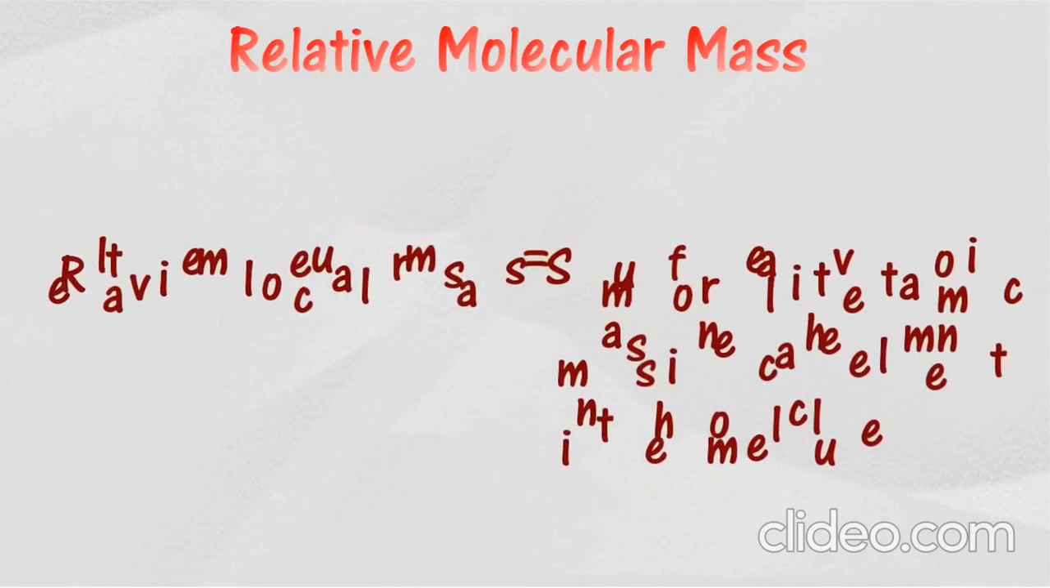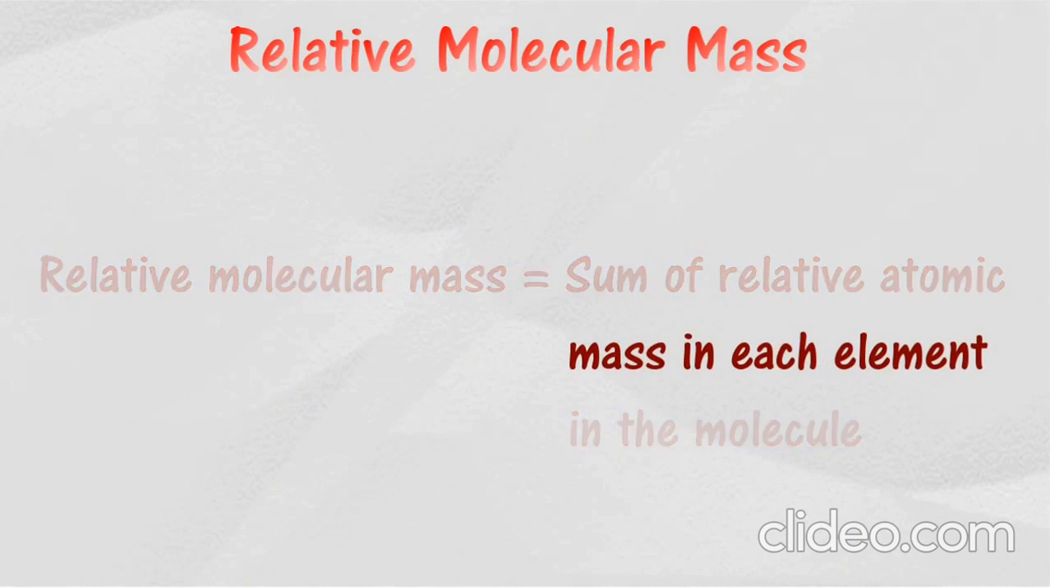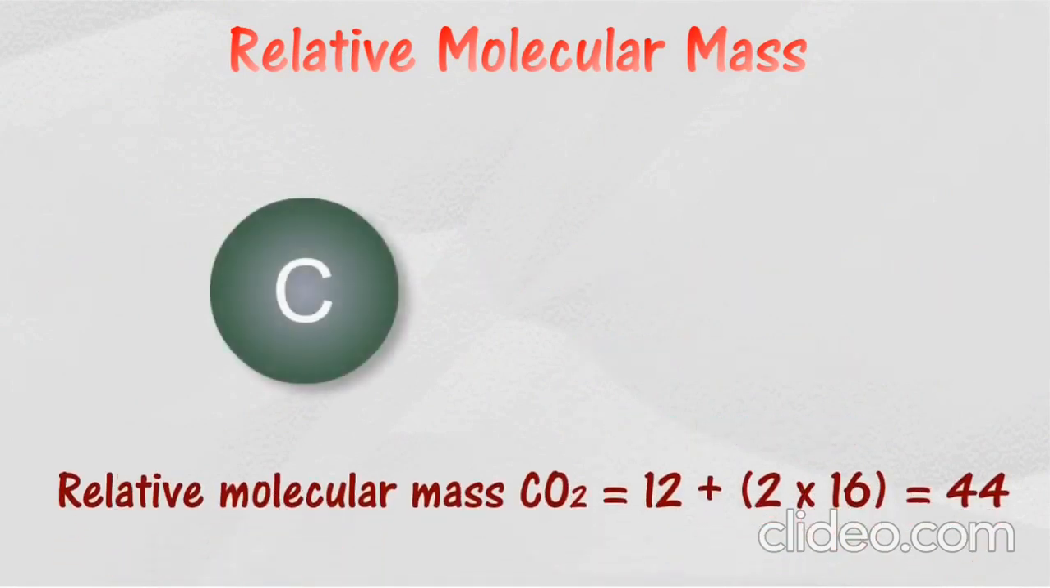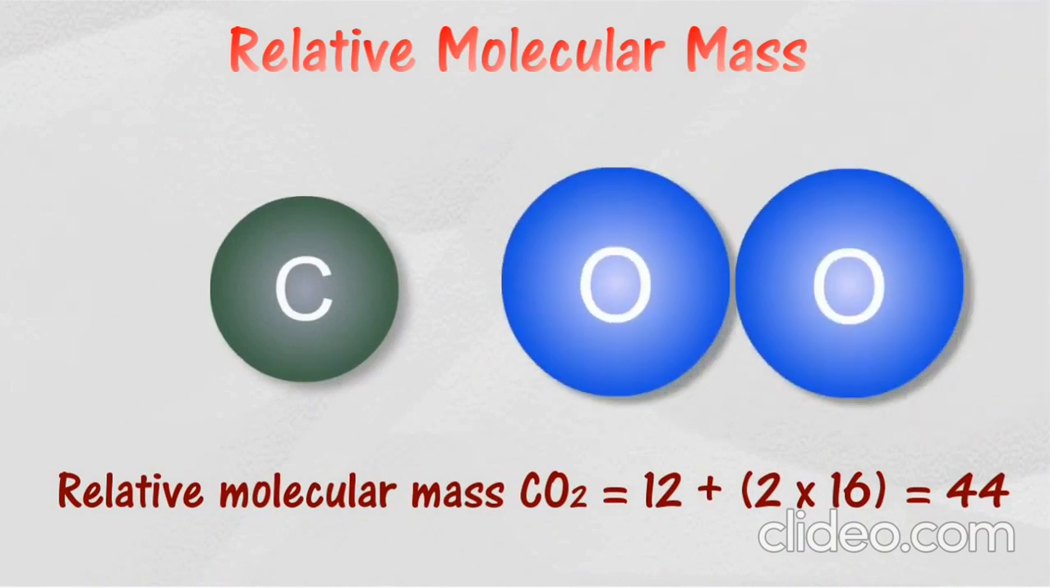The relative molecular mass for a molecule can be calculated using the molecular formula of the substance and the relative atomic mass of each element in the molecule. In the case of carbon dioxide, the relative molecular mass can be calculated by adding up all the relative atomic masses in the carbon dioxide molecule.